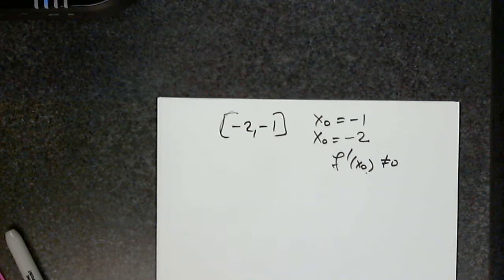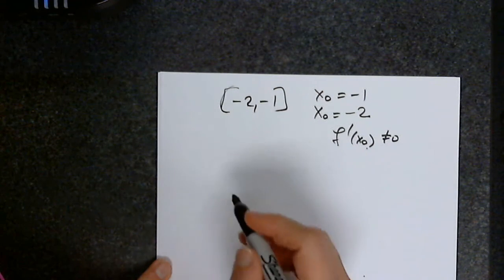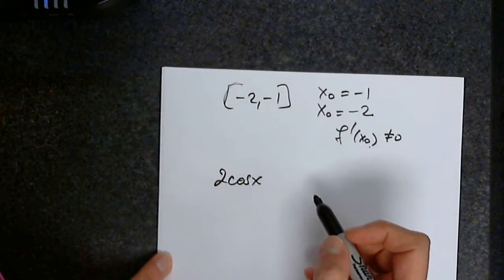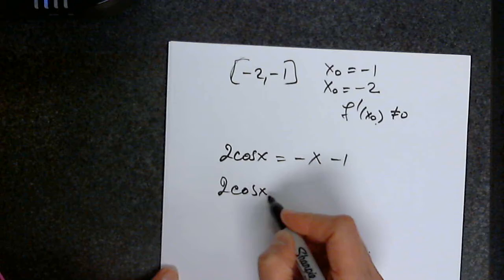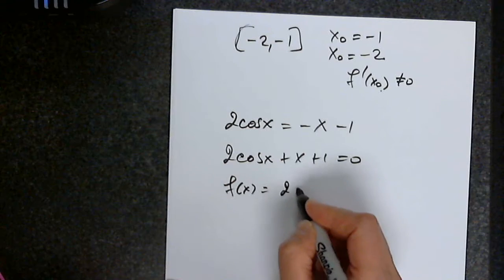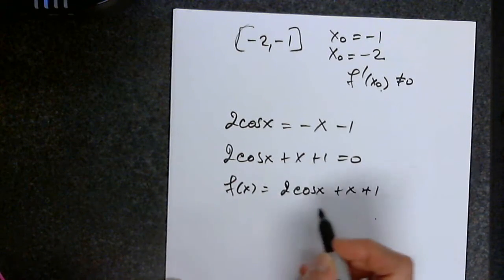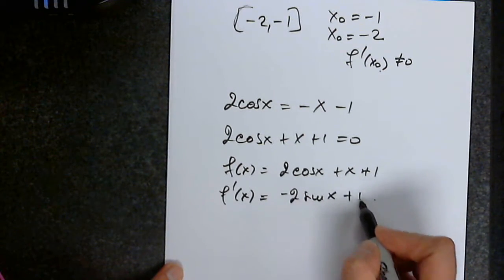Well, you have to give me the function. I'm not sure. I got the right answer. I think I punched some calculator wrong. So can you give me the function? It's 2 cosine x equals -x minus 1. Good. So then the function is 2 cosine x plus x plus 1 equals 0. F prime is -2 sine x plus 1.